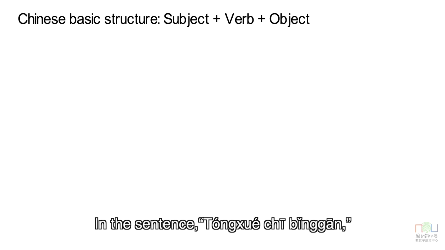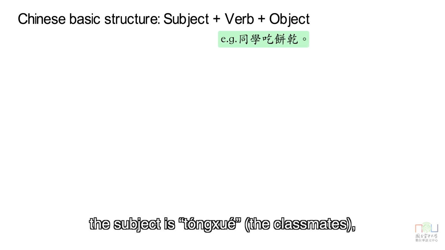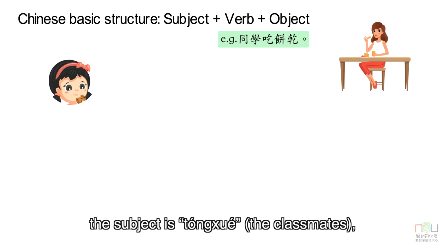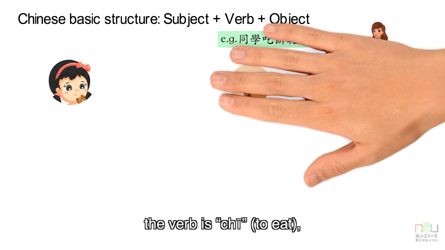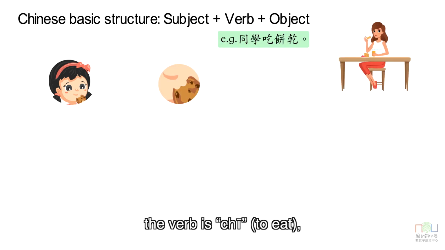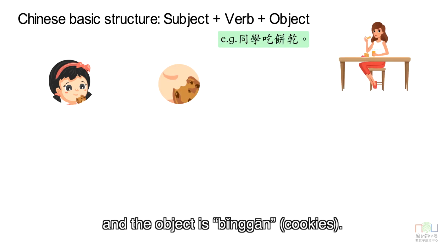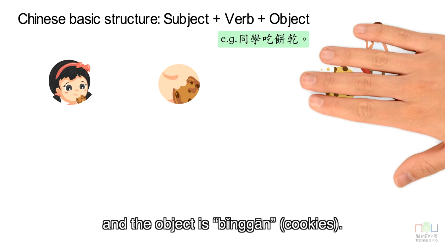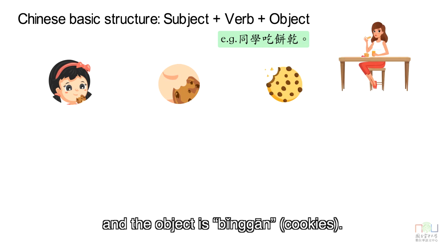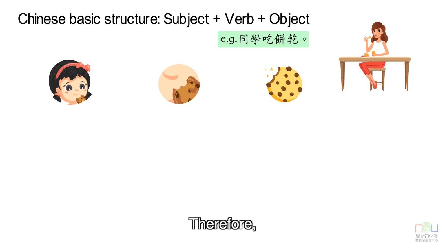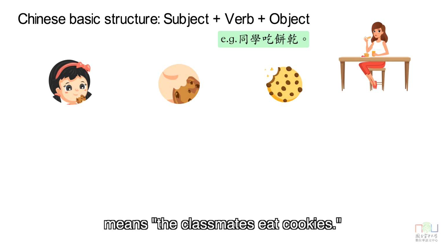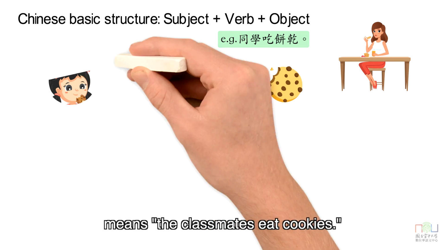In the sentence, 同学吃饼干。 the subject is 同学 the classmates. The verb is 吃 to eat. And the object is 饼干。 cookies. Therefore, 同学吃饼干。 means the classmates eat cookies.